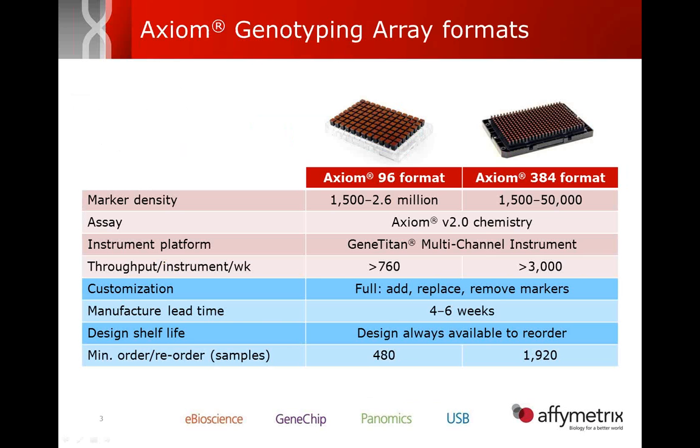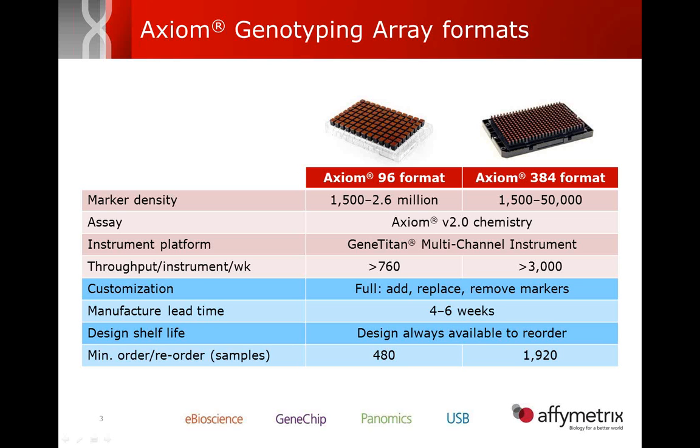The platform comes in two different formats, the 96 format and the 384. The 96 has a higher number of markers on it because it has more real estate, and both of the formats use the same Axiom chemistry and the same GeneTitan instrument to do the plate processing. You can see that these 96 arrays are processed in parallel and hybridized to separate samples on these different formats.